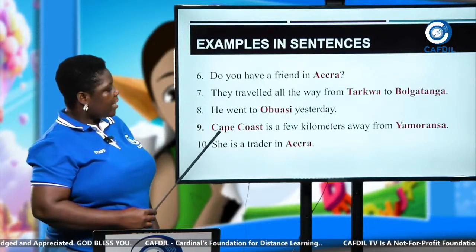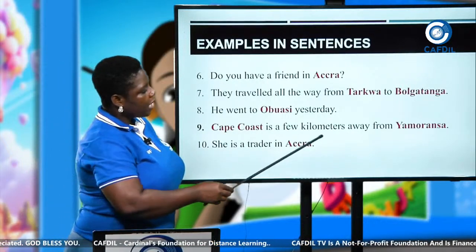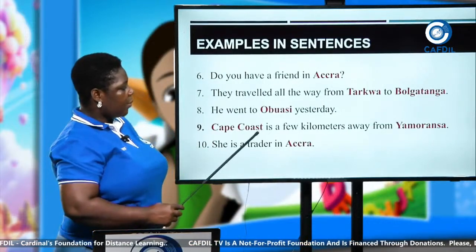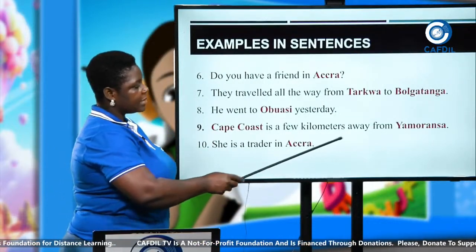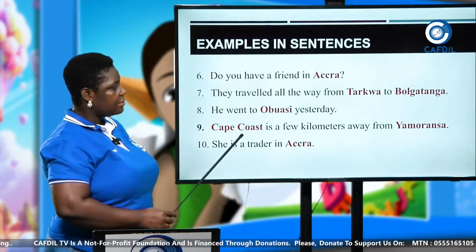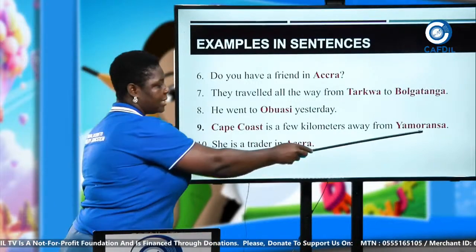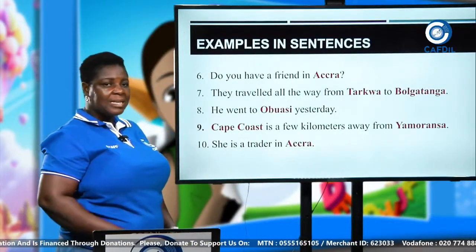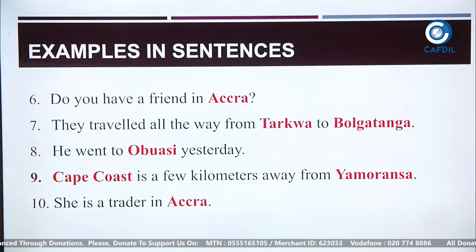Number 9. Cape Coast is a few kilometers away from Nyamransa. We have Cape Coast and Nyamransa as the proper nouns in this sentence, and they begin with capital letters.